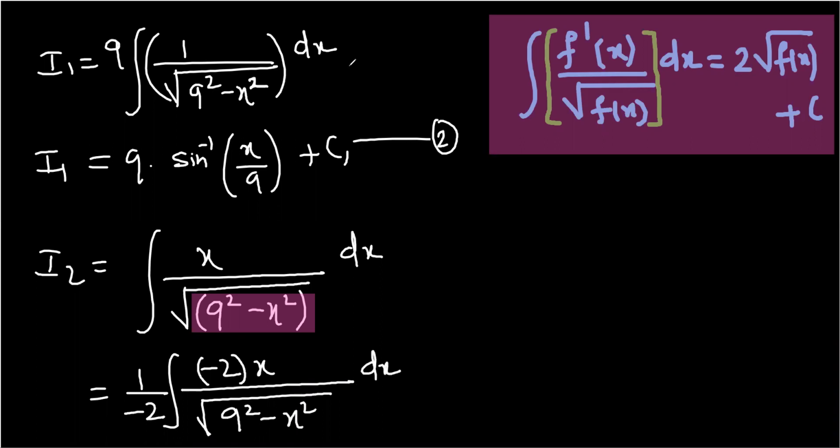Now you all know, students, why I multiplied this negative 2 in the numerator: so that I will get negative 2x in the numerator. And since I multiplied by negative 2, I divided also by negative 2. Now I can say that this result is working here. What is that result? The derivative of the expression inside the square root in the denominator is present in the numerator. So I write using this result.